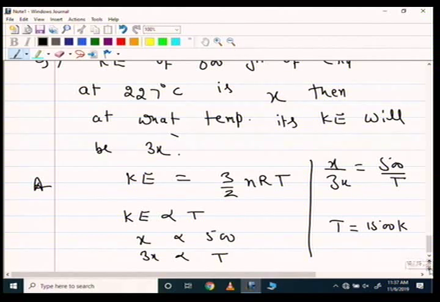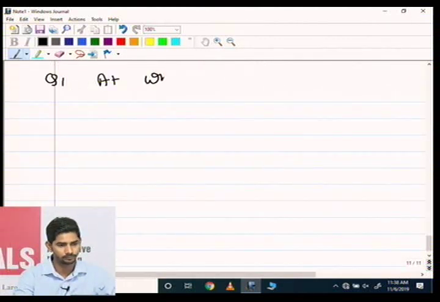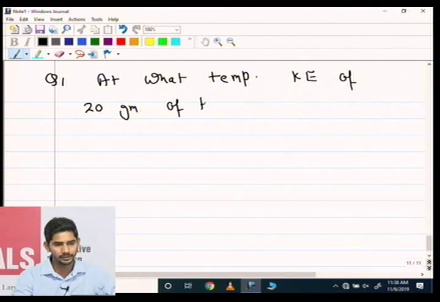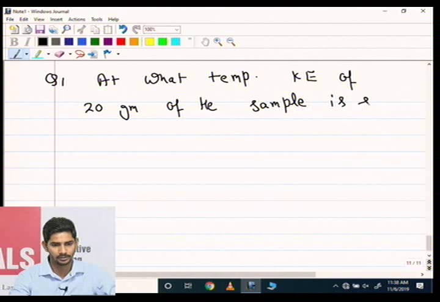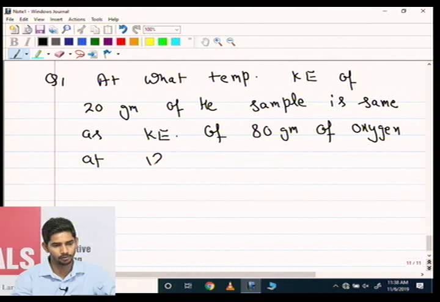Next question. At what temperature is the kinetic energy of 20 gram of helium sample the same as the kinetic energy of 80 gram of oxygen at 127 degrees Celsius? Tell me the answer for this question.